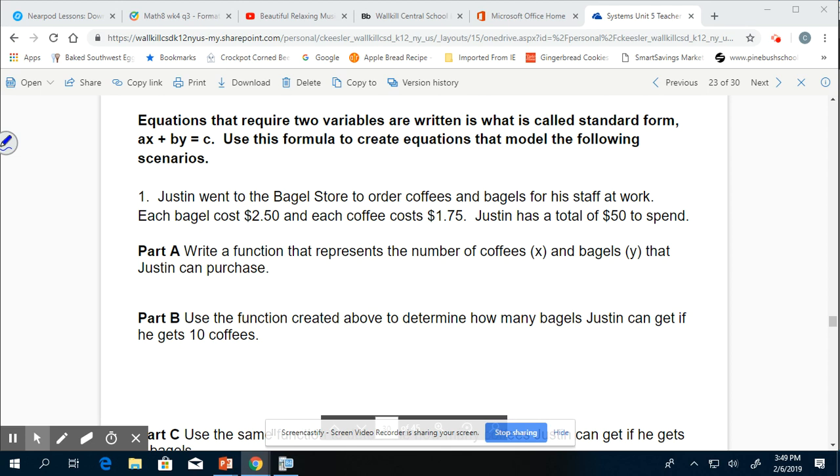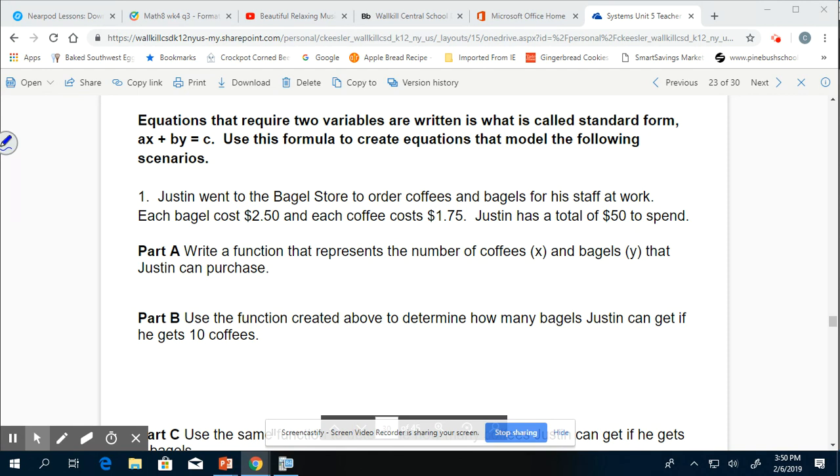Equations that require two variables are written in what is called standard form, ax plus by equals c. Use this formula to create equations that model the following scenarios. So number one is going to be done with you, and then you're going to do number two on your own, answering the questions through GoFormative.